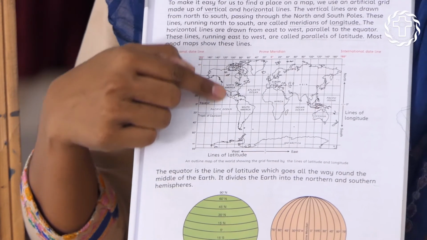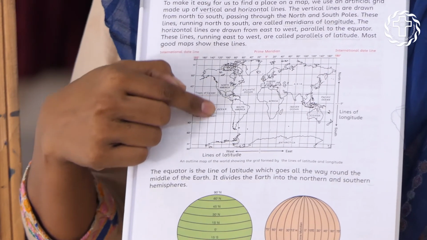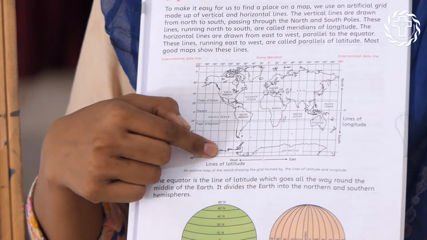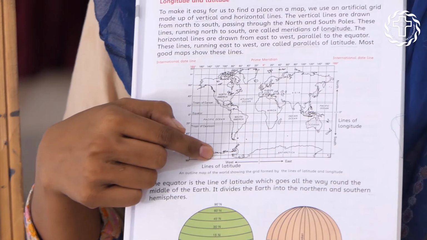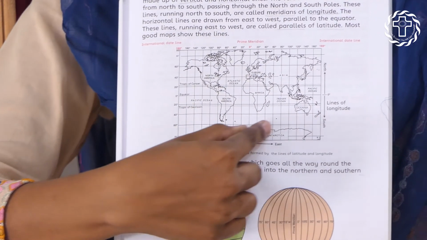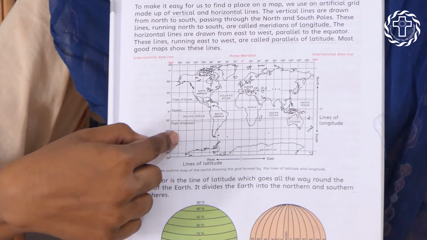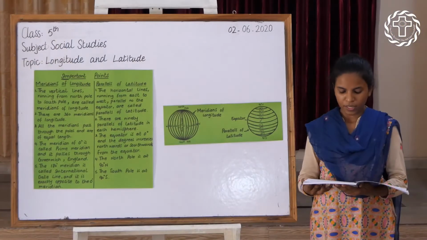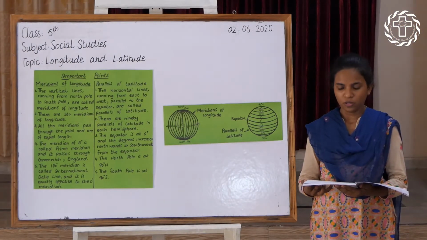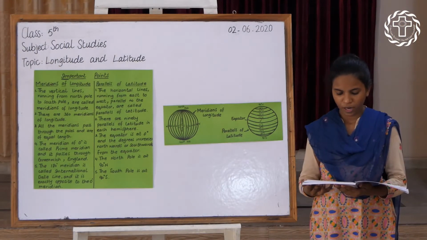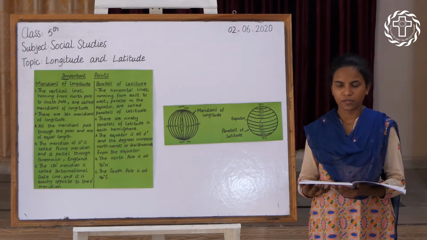These lines running from north to south are called meridians of longitude. These lines that are running from east to west are called parallels of latitude. The equator is the line of latitude which goes all the way around the middle of the earth. It divides the earth into the northern and southern hemisphere.